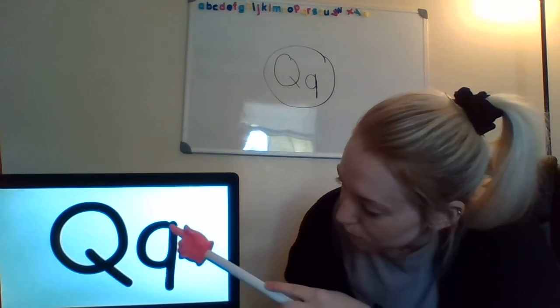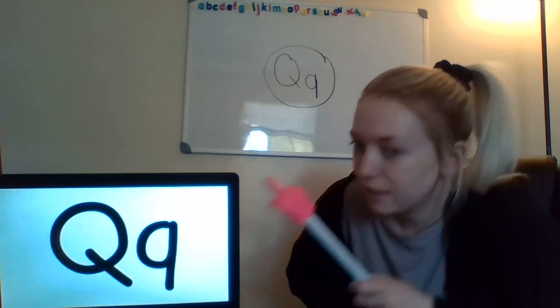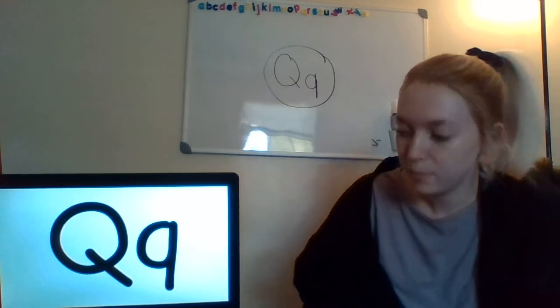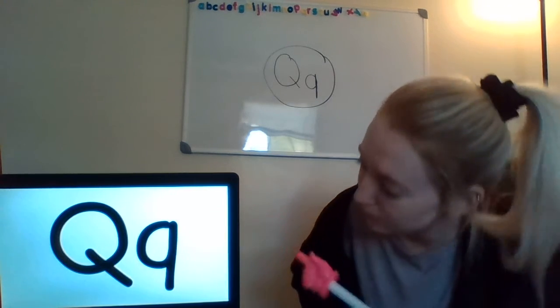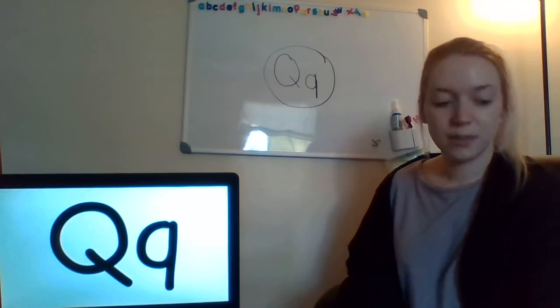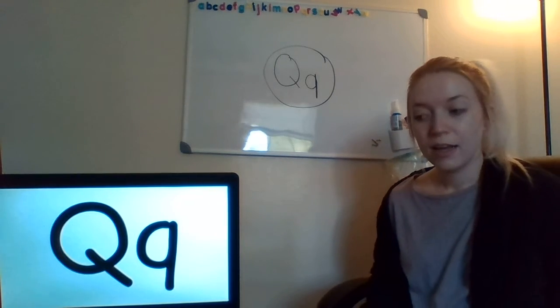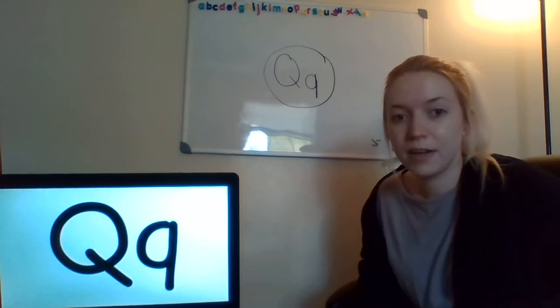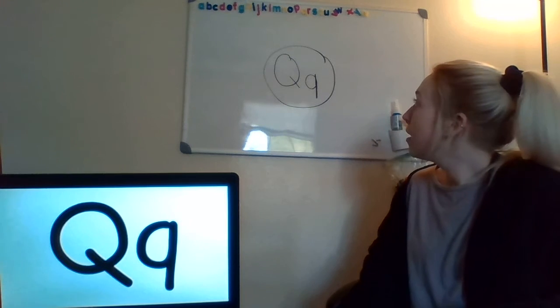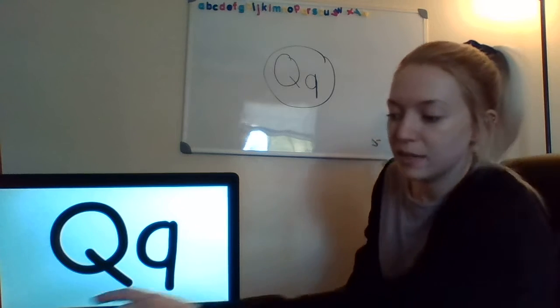Make sure you put the line on this side, because if we put the line on the other side, that would be a different letter. That would be the letter P. So you have to be really careful when you make the letter Q. All right, we are going to draw some things that start with the letter Q. So I'm going to draw some things up here on my board, and if you guys want to get a piece of paper and draw these things with me, or draw some other things that start with the letter Q, then that would be good.